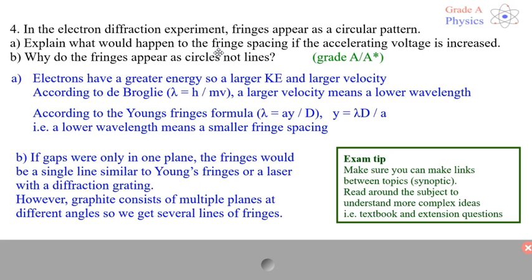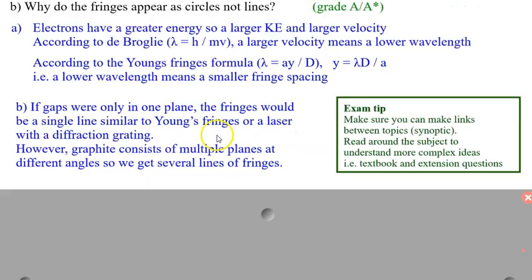Finally, we've got why do we get circular fringes rather than a line, which is what you might expect, for example, with the Young's fringes or the diffraction grating. So this is a little bit more difficult, and the exam tip here would be to read around the subject, read your textbook, try some extension questions, look at the more complex questions whenever you get an opportunity, for example, with the Physics Olympiad, because this is a little bit more difficult.